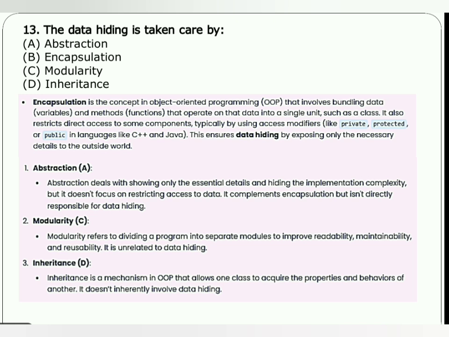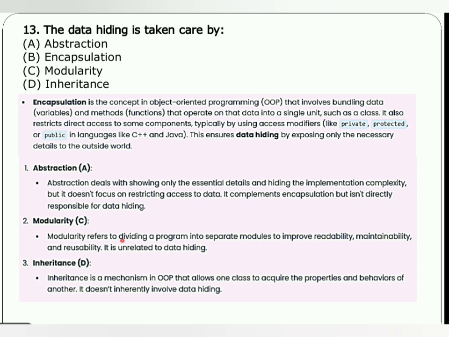It involves binding data and the methods that operate on the data into a single unit, such as a class. And abstraction also means hiding. Here abstraction deals with showing only the essential details and hiding the implementation complexity, but it doesn't focus on restricting access to data. Whereas encapsulation also restricts access to the data. It hides the data and it also restricts access to data. Okay, so that's why the answer is encapsulation.